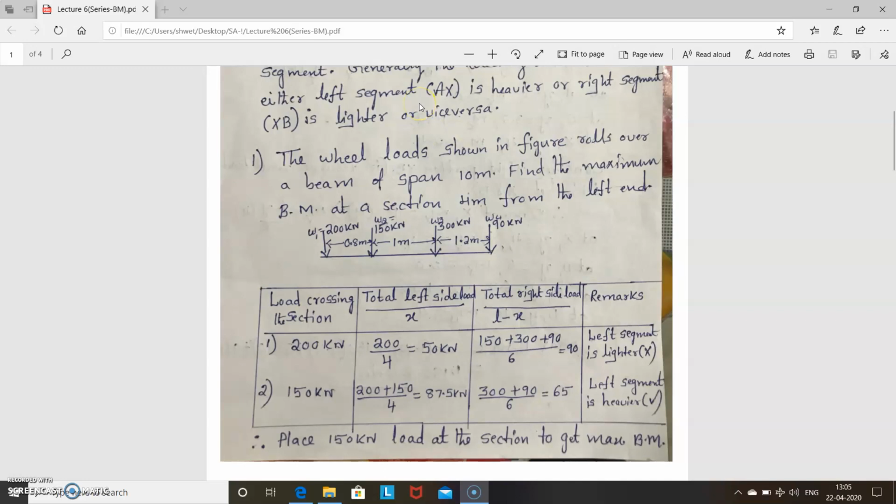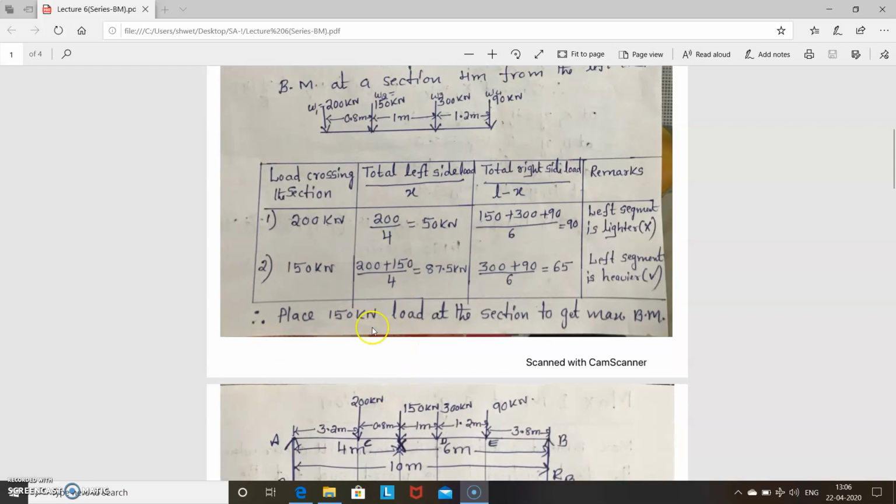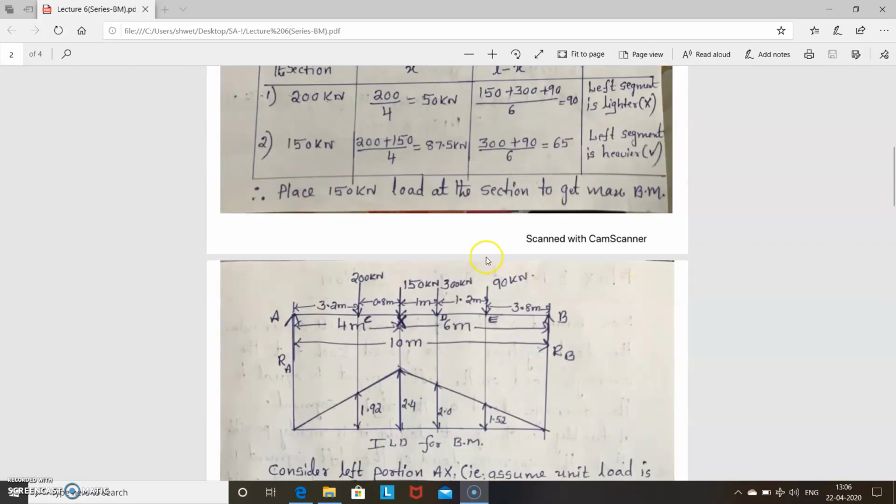Okay, so in order to avoid confusion, you always consider from the left side, and you see when the left side segment becomes more value, take that value. Okay, so now this is heavier, so you can conclude that 150 kilonewton load at the section to get maximum bending moment.